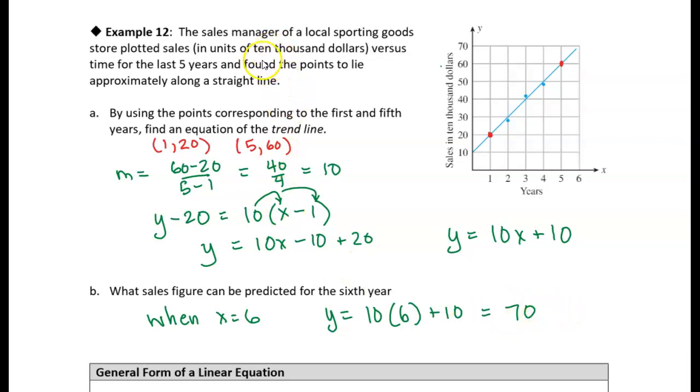Now we have to watch the units here. This is in $10,000, so this is 70 times $10,000, which is a really weird way to say it. It's 70 tens, which is 700, so we could say this is equal to $700,000. So there you go. Weird units. All right, got one more video and I'll meet you there.